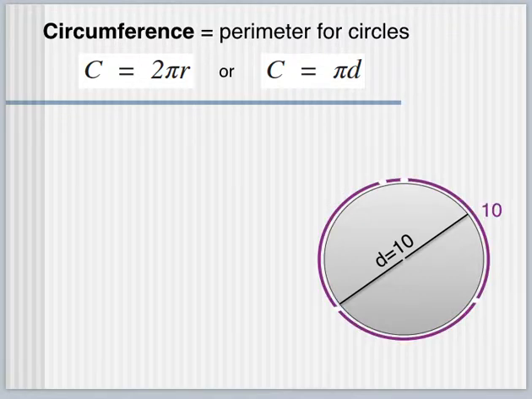So there's 10, one diameter, there's a second diameter of 10, there's a third diameter of 10, and it's almost all the way around the circle. There's a little tiny gap. There's about 1.4 units left to close the circle. That's 0.14 of 10. In other words, it takes 3.14 of the diameters to circle the whole thing. That's why it's 3.14, or pi, diameters for circumference.